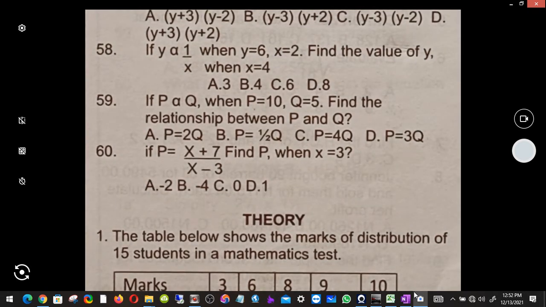So those are the first 60 questions for our theory. Okay? Yeah.